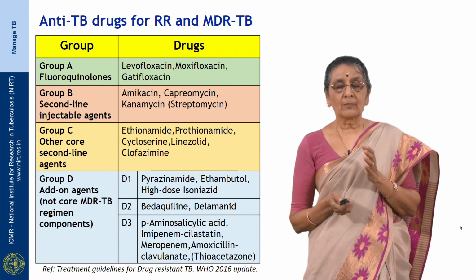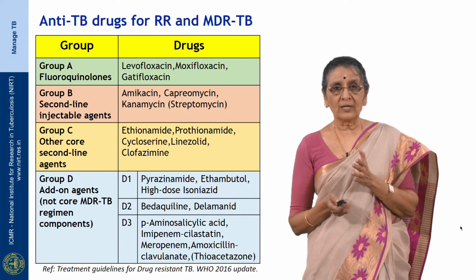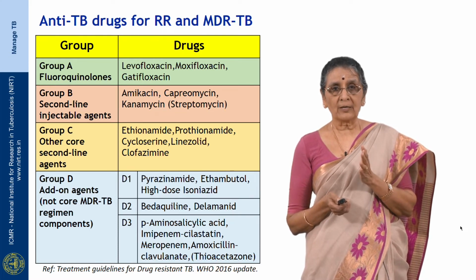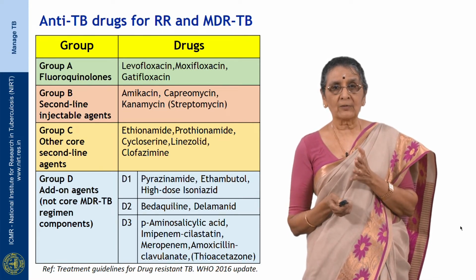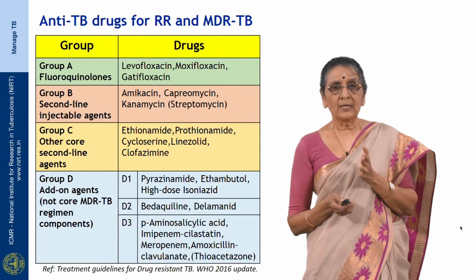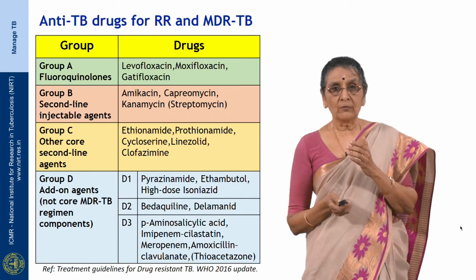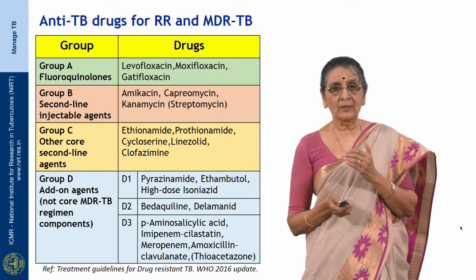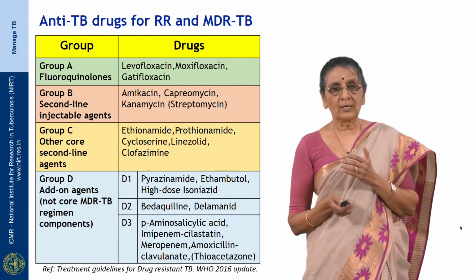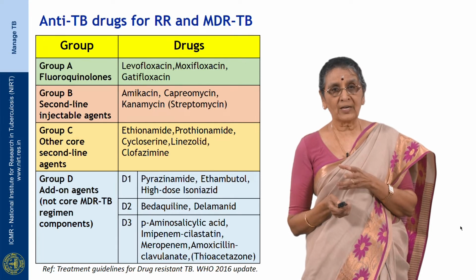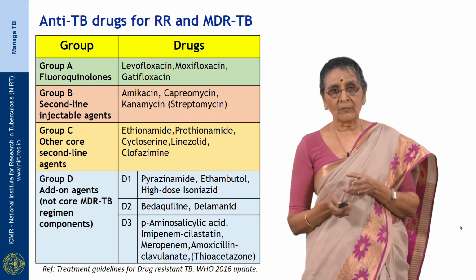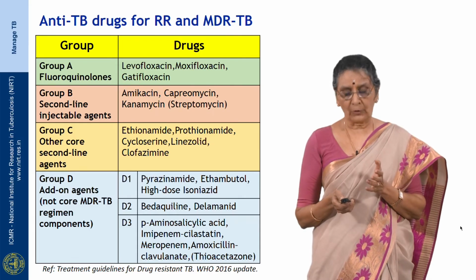And the classification here is slightly different. As you can see, group A drug is fluoroquinolones, group B is second line drug, injectable drugs like amikacin, group C is other second line agents like ethionamide, prothionamide, and group D once again is divided into D1, D2, D3 consisting of pyrazinamide, ethambutol, bedaquiline and other drugs. Now, in MDR-TB the regimens are being designed including all these 4 groups of drugs. That will be a separate session for you.